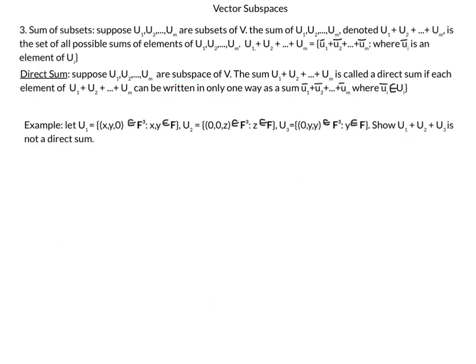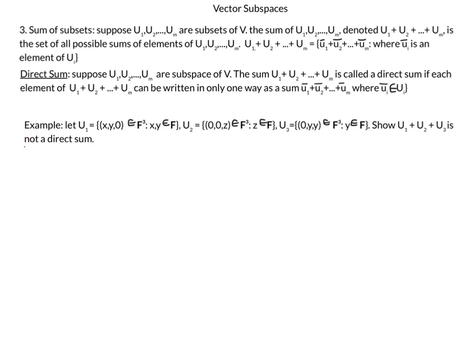Our next example, and I think we're getting close to the end of our video: let U1, the set, equal x, y, 0 in F^3. Let U2 equal 0, 0, z in F^3, and let U3 equal 0, y, y in F^3. We want to show that U1 plus U2 plus U3, the sum of subsets, is not a direct sum.